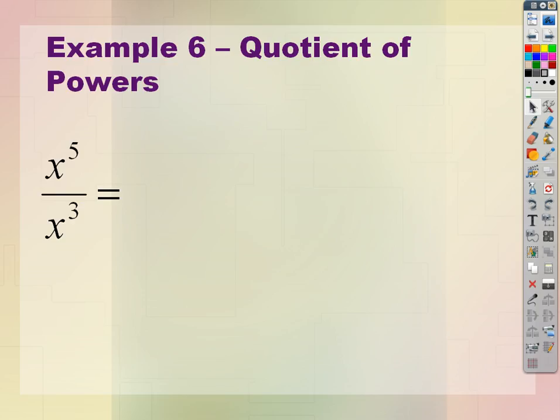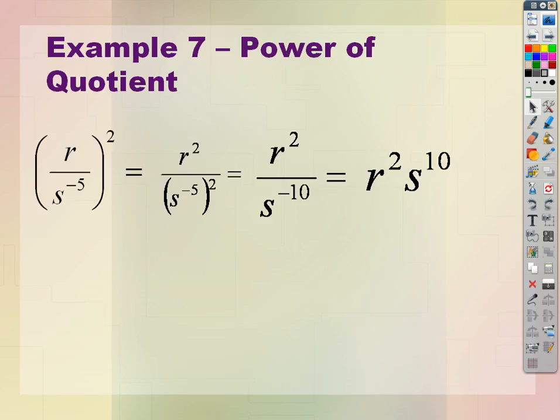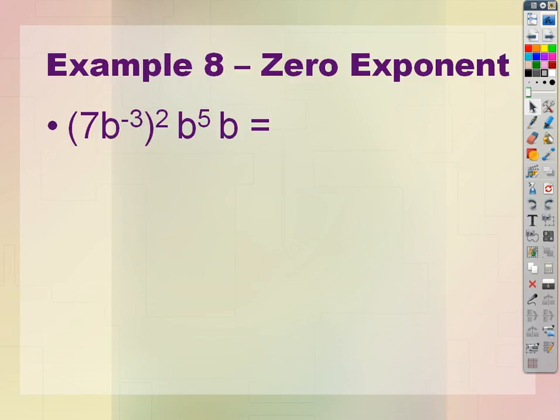Okay, what about that? Yeah, good. You divide like bases, subtract the exponents. 5 is bigger than 3, so we'll keep that on the top. Right? Keep the exponent on the top. Okay, what about this? Distribute the power. So r squared over s to the -10. Now what? Yeah, good. Negative exponent on the bottom, positive on the top. Okay? Good.